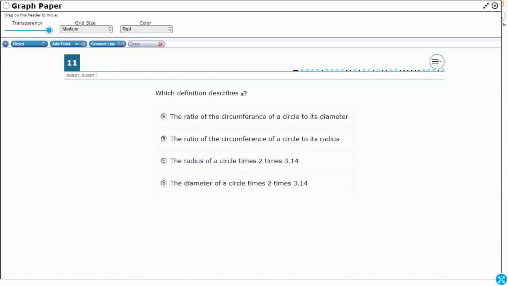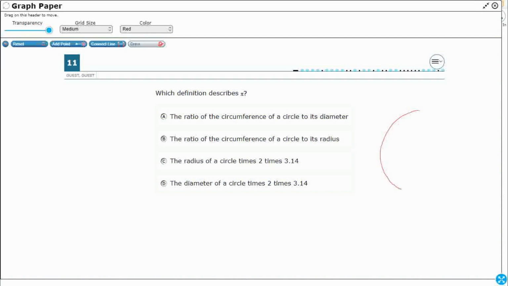Okay, so let's draw a circle, and let's pretend that's 100% circular. So we've got a center right here. There's a few things that we can do with this circle, right? We could draw a straight line from the center over to the side, and that's called the radius. We could also draw a straight line through the center from one side to the other, and this is called the diameter.